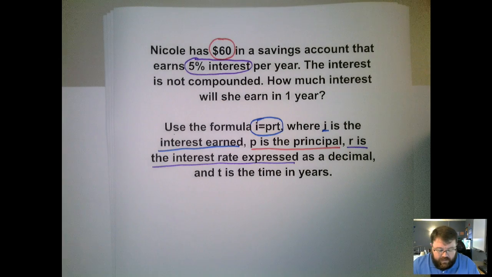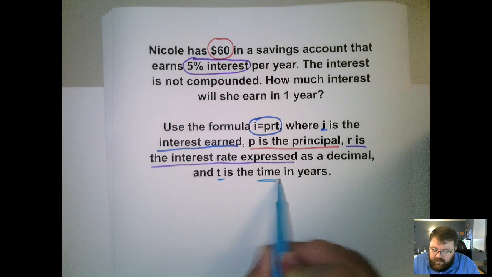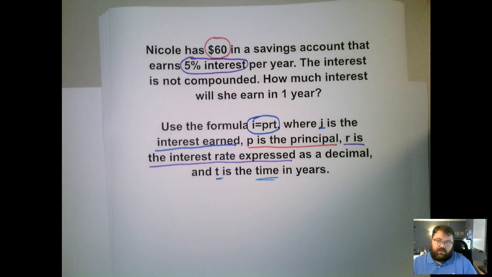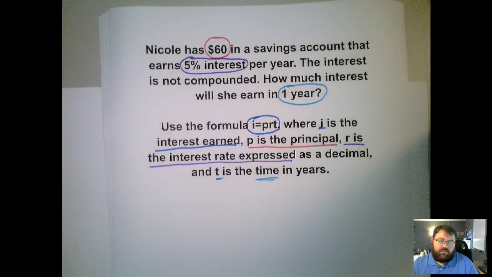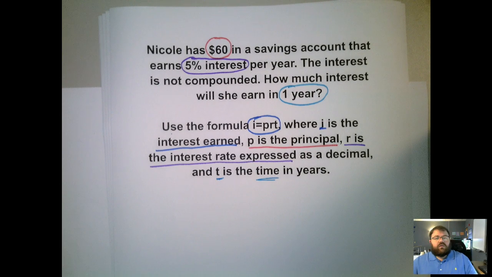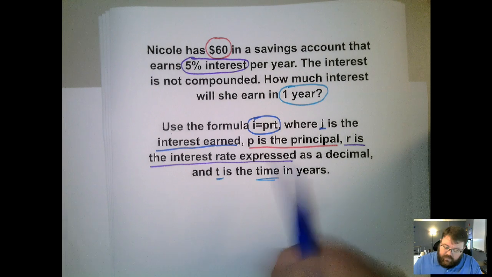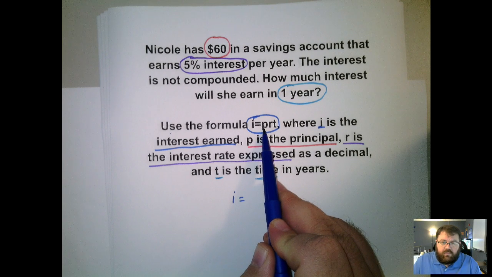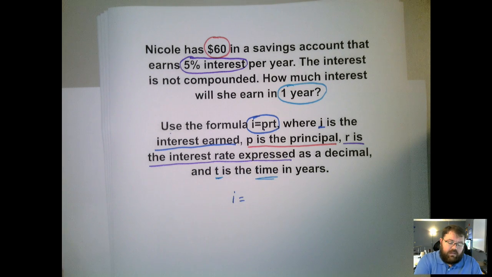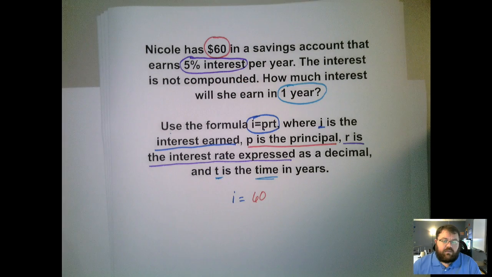Okay, and the last thing is going to be T, which is the time, and how long are you going to leave it there. And she's going to leave her money in there as 1 year. Okay, now let's talk about this real quick. We know that I is equal to P, principal. Principal is how much you're putting into the bank. So we have $60 in the bank.